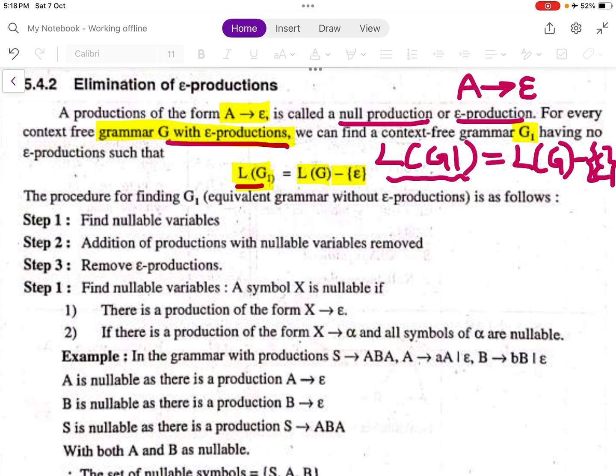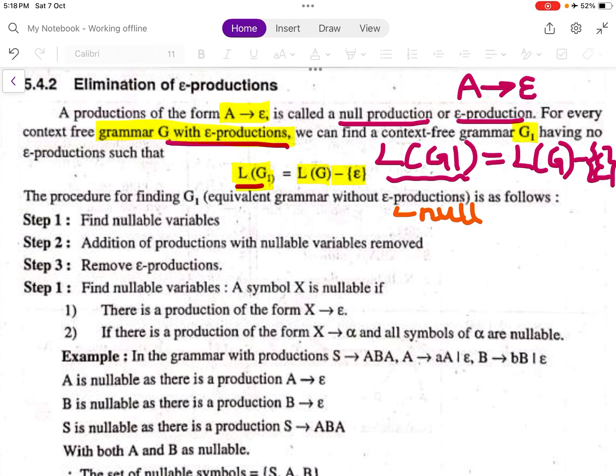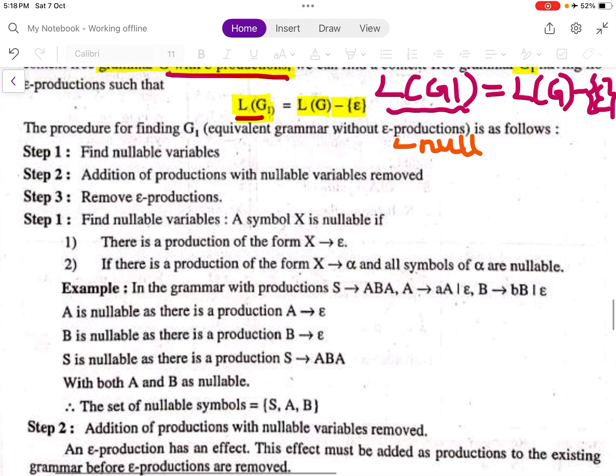The procedure for finding G1, that is, an equivalent grammar without epsilon productions, removing the epsilon productions, removing the null productions, is as follows. Step number 1, find nullable variables. Step number 2, addition of productions with nullable variables removed. Step number 3, remove epsilon productions.